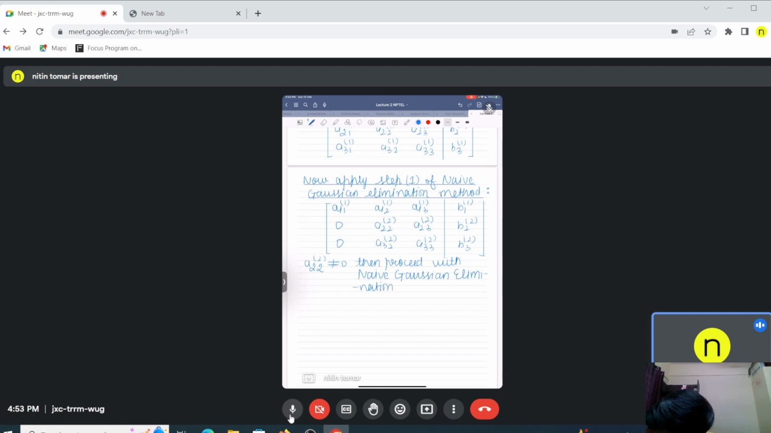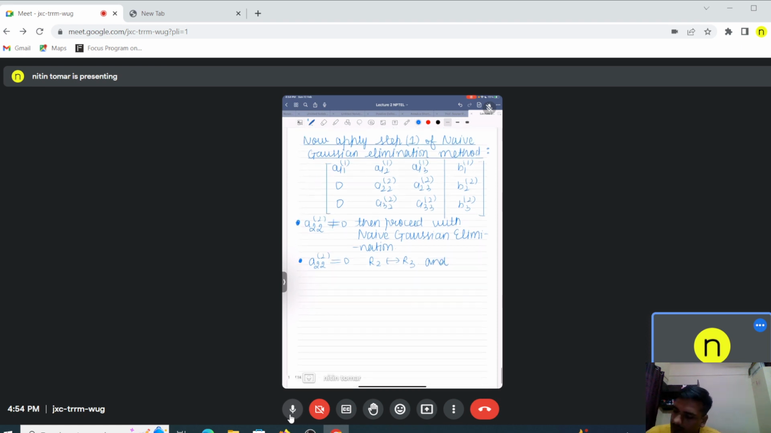But what if it is 0? Take the maximum of the absolute values of A22 and A32. If A22 is 0, then you just interchange R2 and R3. Because see, just a minute.